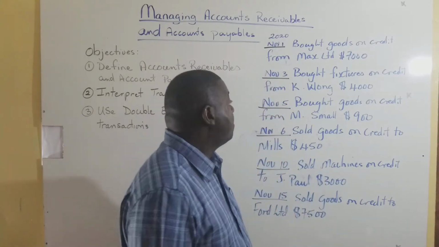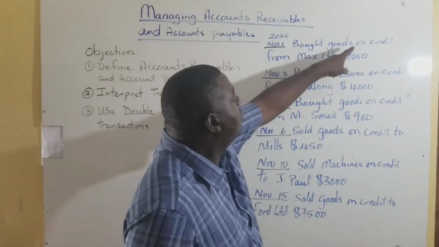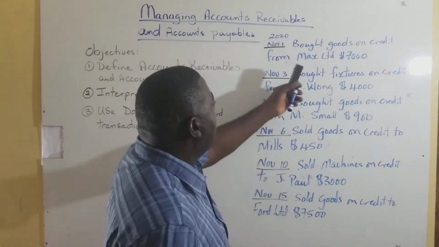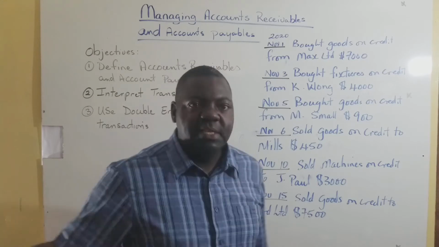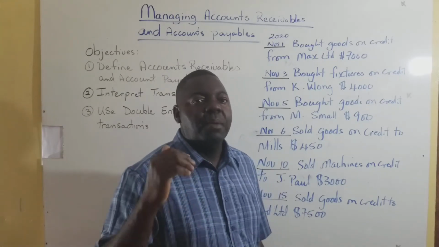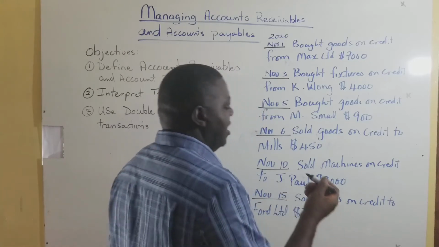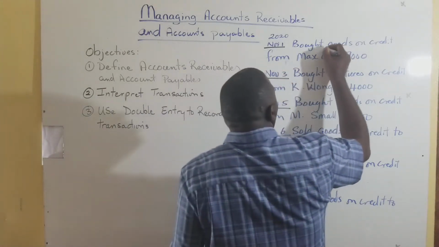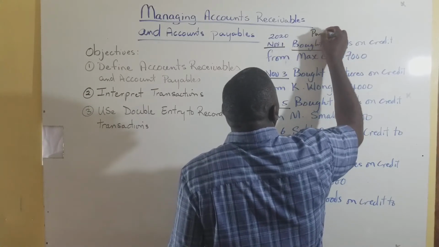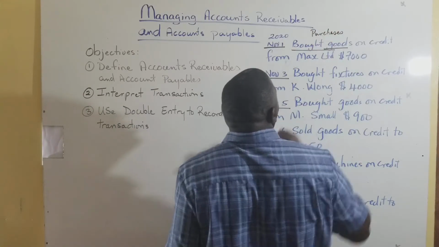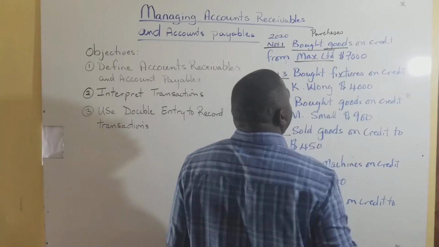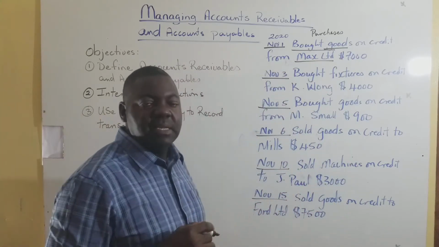Let's go. So we bought goods on credit. We bought goods on credit from Max Limited. So the question we're going to ask ourselves would be, what are we buying? And the answer would be goods. And if we're buying goods, bought goods, then it would be the purchases account. And who are we buying it from? Max Limited. So the next account would be Max Limited.